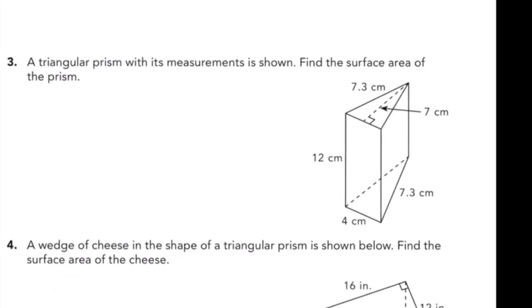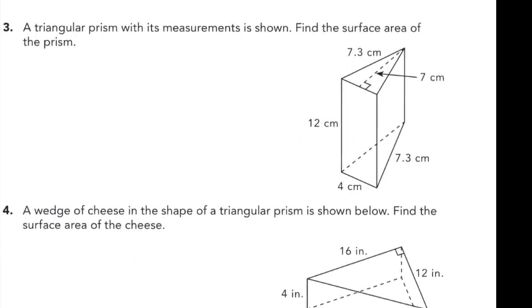It says a triangular prism with its measurements is shown. Find the surface area of the prism. Okay, so if I look at this prism here, I see there are 2 triangles, one at each of the 2 bases, the top and the bottom. For those triangles, the base is 4 and the height is 7. So for the bases, it's going to equal 2 times 4 times 7.